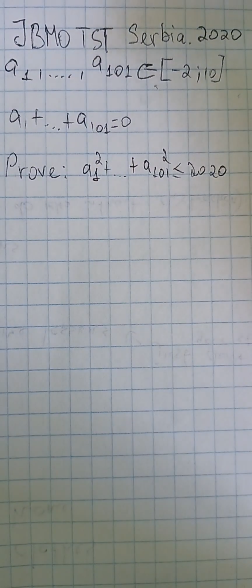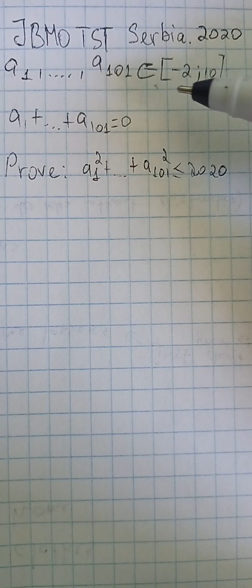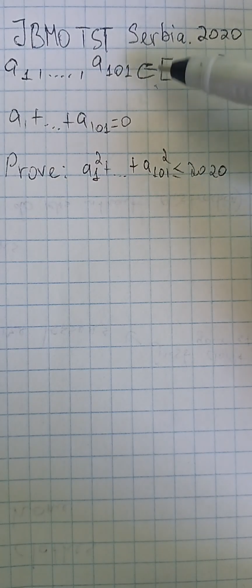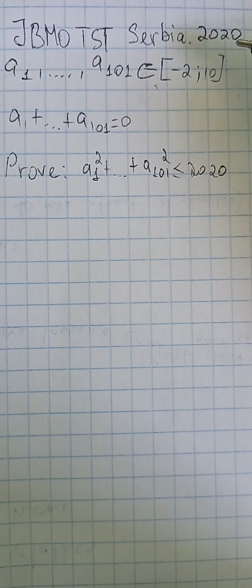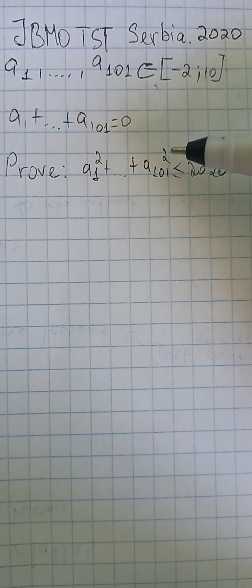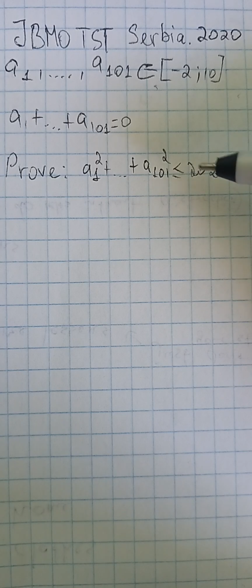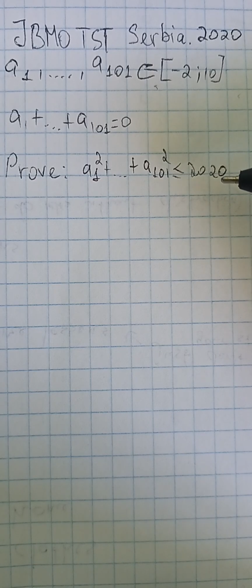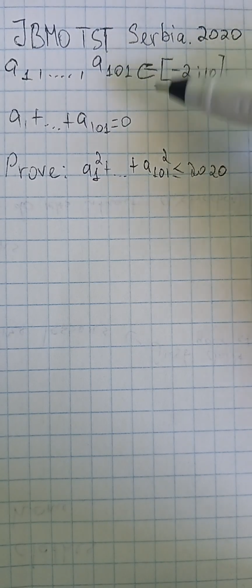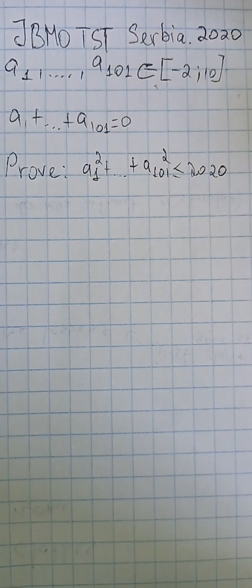So we are given 101 numbers in the interval of -2 and 10, and their sum is 0, and we need to prove that the sum of their squares is less than or equal to 2020. So how can we solve this? We are given an interval and the sum, that's it.